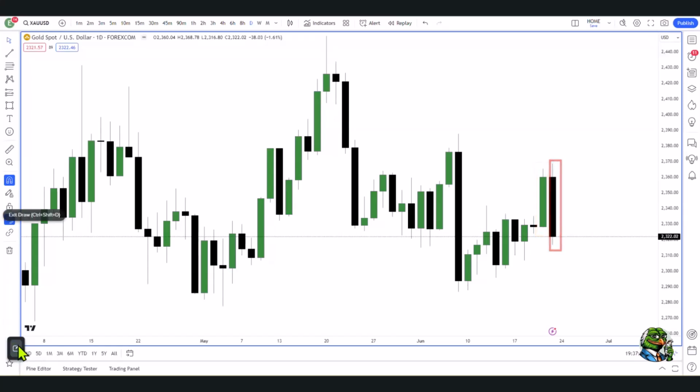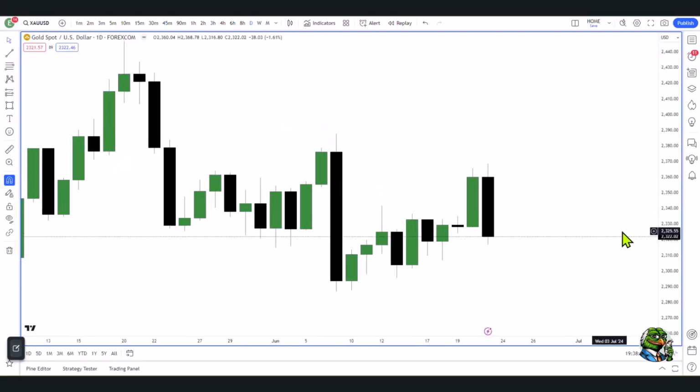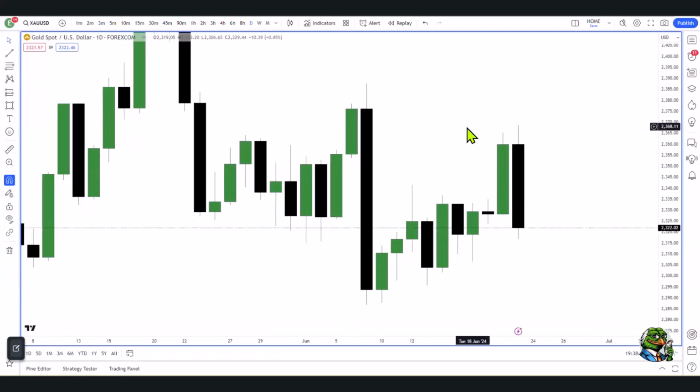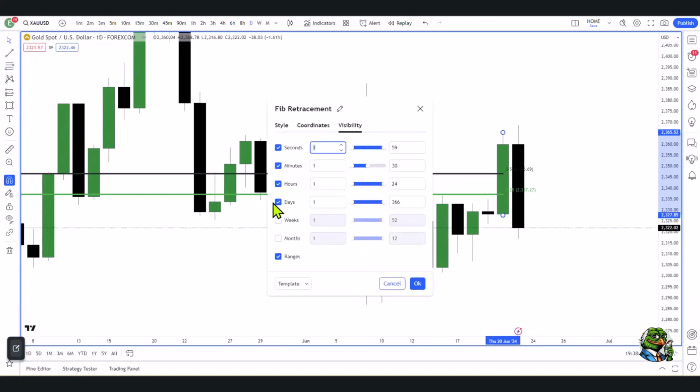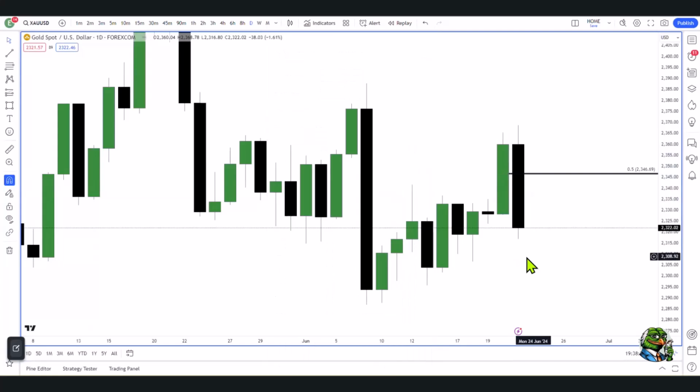So what I might do is I might take away all of these lines here. We don't need them now. Get rid of all these lines. So the first thing I want to do is I want to measure where is the midpoint of this up candle. Okay, let's just turn on the midpoint. So we want lines to go to the right. There we go. So that's the midpoint of that up candle.